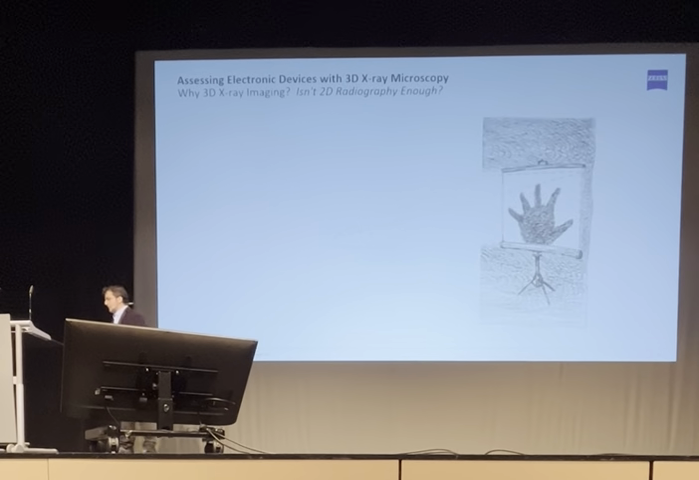Now I have a question for you. Why do we need X-ray imaging? For circuit boards, sometimes people say, well, I can do inspection with 2D radiography and just see what is going on. So is 2D radiography enough?